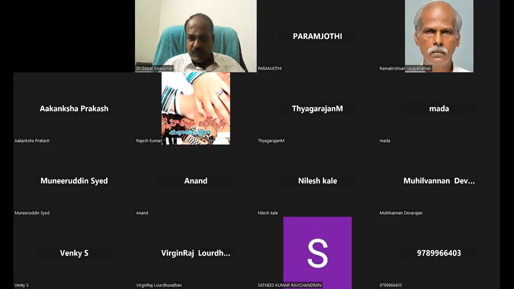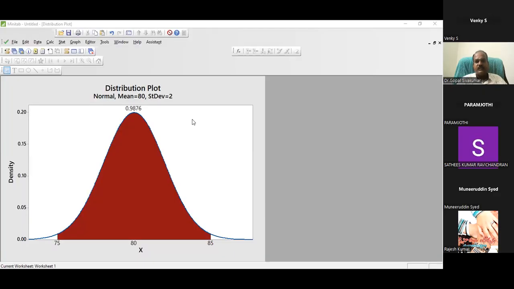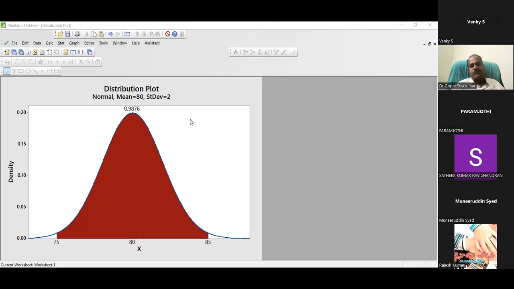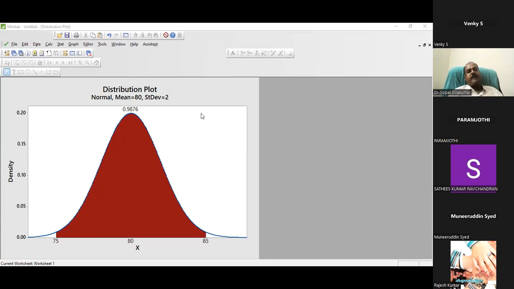Sir, back to the graph, one more time. One step back to the graph. Why? Because I was on Minitab. Oh, you are also in Minitab? Is it the graph you want to see? No, sir, back one step. Oh, you want me to show the steps again, right?